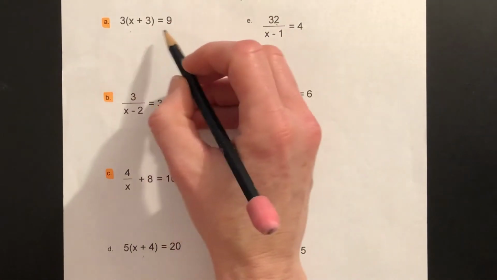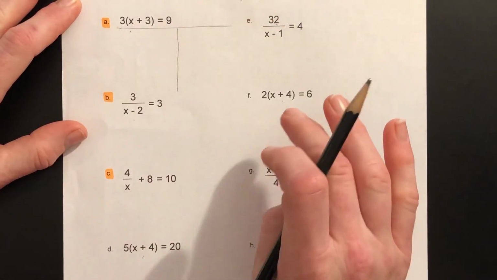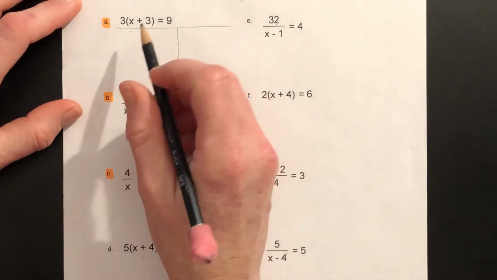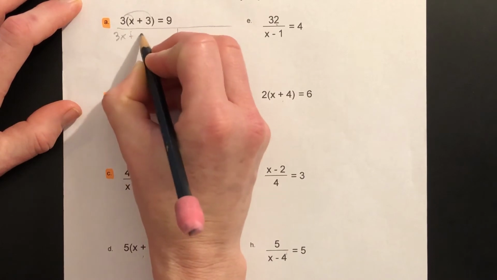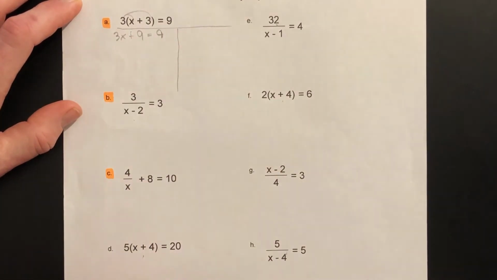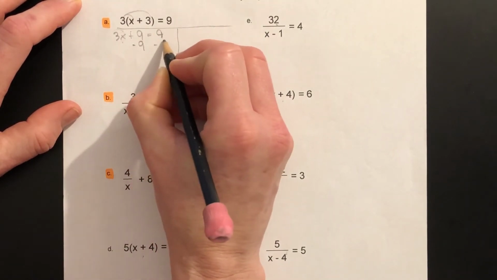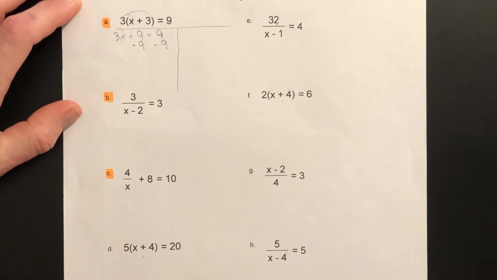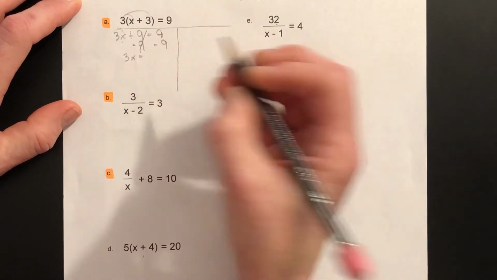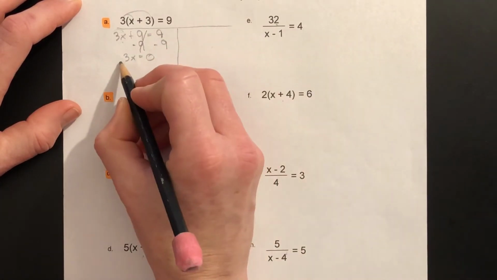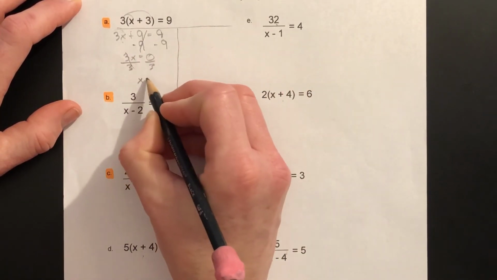I'm going to go ahead and show you both ways to solve this. You choose the way you like better, and that's how you can solve F. First, the distributive property. 3x plus 9 equals 9. Isolate the variable term by subtracting 9 from both sides. This is interesting. I get 3x equals 0. Well, if I divide both sides by 3, x equals 0.